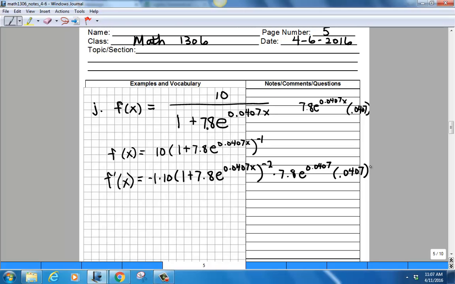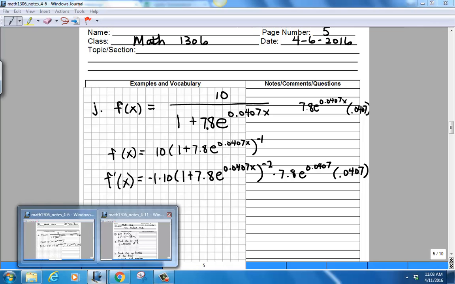Now you can simplify this a little bit by multiplying. You can't simplify it too much, but you could simplify by multiplying the minus 1 and the 10 and the 7.8 and the 0.0407. So you could multiply those constants together. But basically, that's your answer.